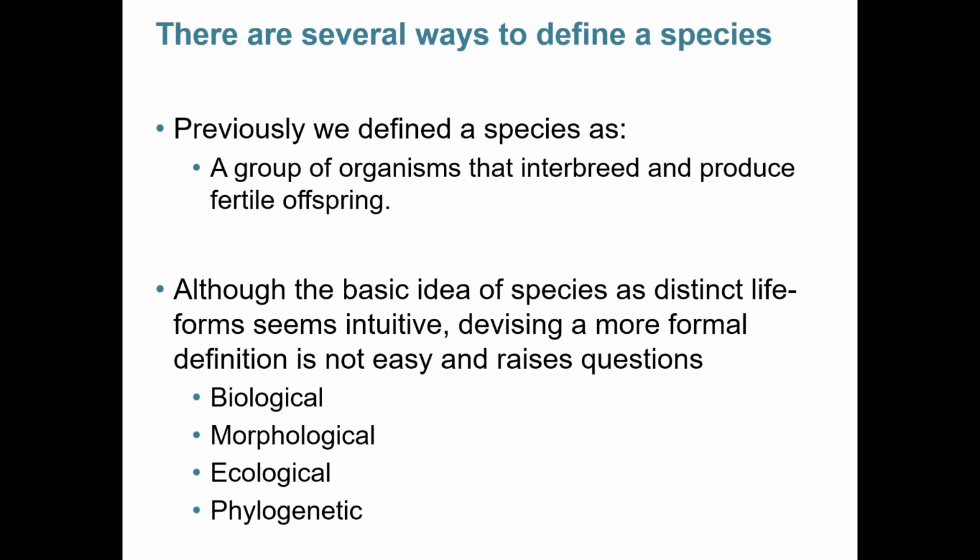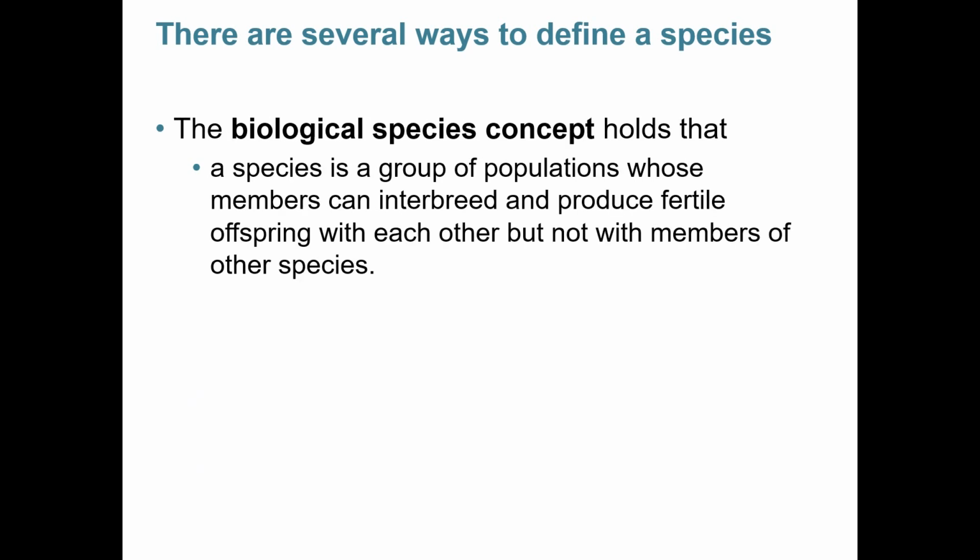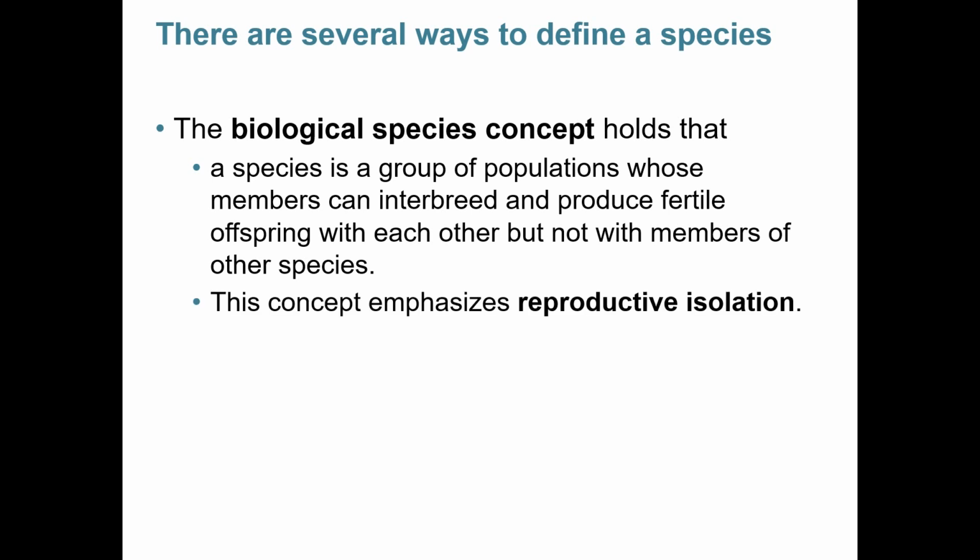And I'm going to talk about why they're useful and where they fall apart. Those four ways are the biological species model, the morphological species model, the ecological species model, and the phylogenetic species model. The biological species concept, or biological species model, is the one that you're familiar with. This is the idea that a species is a group of populations whose members can interbreed and produce fertile offspring with each other, but not with members of other species. This concept emphasizes something called reproductive isolation.